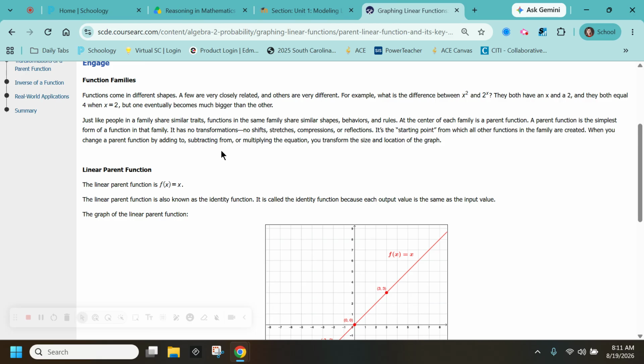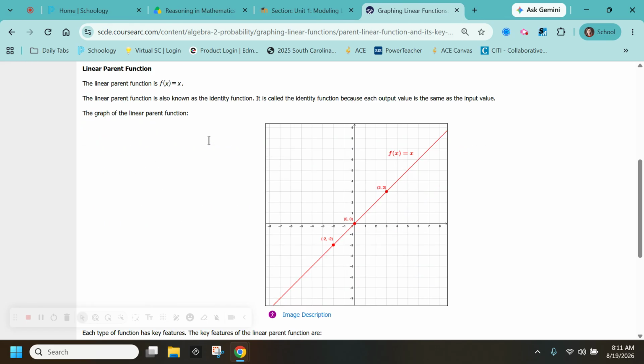So function families come in different shapes. For example, what is the difference between x squared and 2 to the x? They both have an x and a 2. They both equal 4 when x is 2, but eventually one becomes bigger than the other. There we have a quadratic versus an exponential. And so just like people in a family share similar traits, functions in the same family share similar shapes, behaviors, and rules. So we have our linear parent function is what we're going to start with.